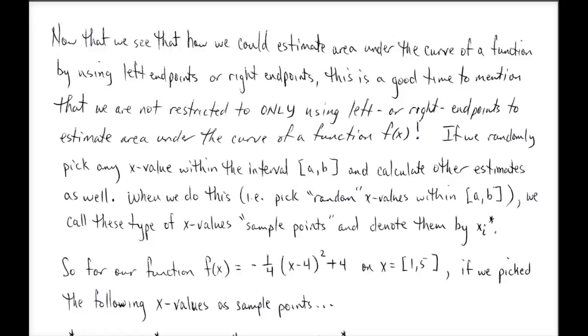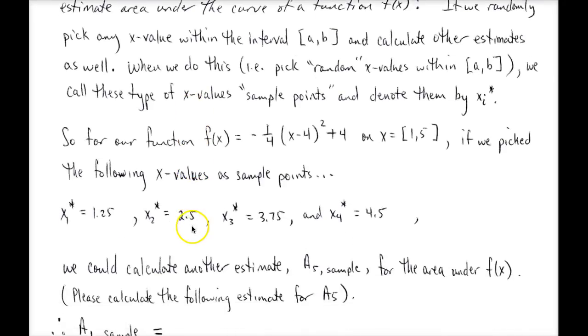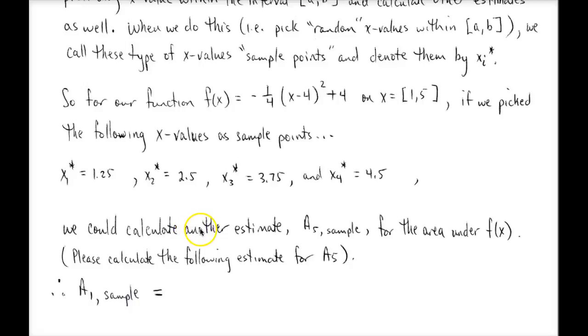Okay, and so what we're going to do here is the same thing that we've done before, but using sample points. What sample points just means is that we're randomly going to pick an x value within the width of the delta x that we have. And so I'll illustrate that here. Of course we know, and I'll write this again, x sub 0 is 1, x sub 1 is 2, x sub 2 is 3, x sub 3 is 4, and x sub 4 is 5.